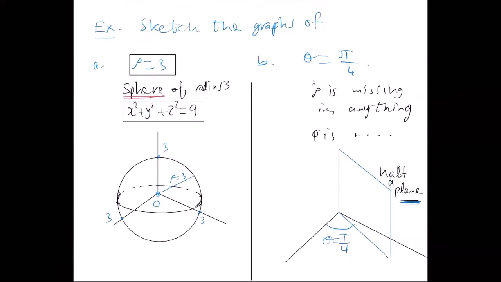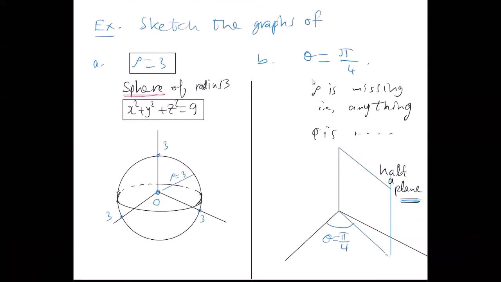So we have some question of this type. Sketch the graph of rho equals 3. So what is rho equals 3? Rho equals 3 is a sphere of radius 3 and the origin as the center. Sphere of radius 3 and origin O is its center.